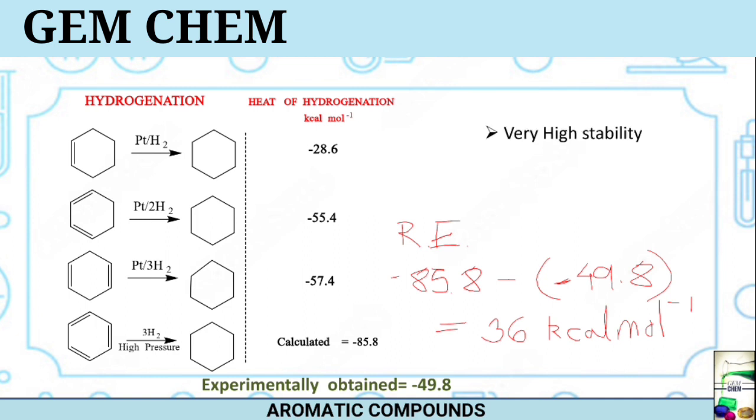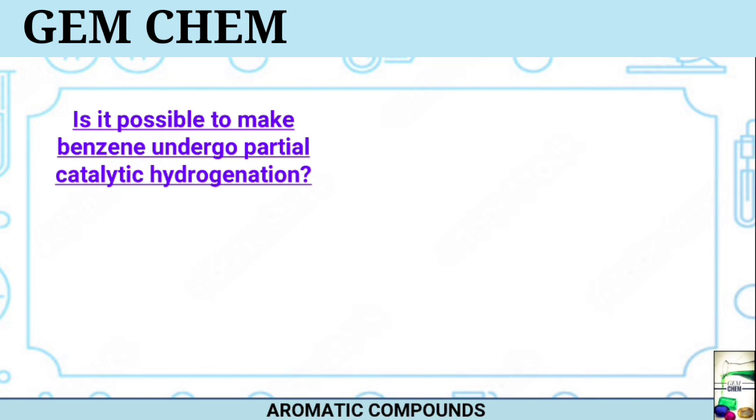Now we have concluded that aromatic compounds are of higher stability and have a conjugation effect. Easily, this heat of hydrogenation can be used to explain the concept, but whatever we are seeing from theory is quite different from experiments, as we have already observed in case of benzene. Now we have a question. Is it possible to make the benzene undergo partial catalytic hydrogenation?